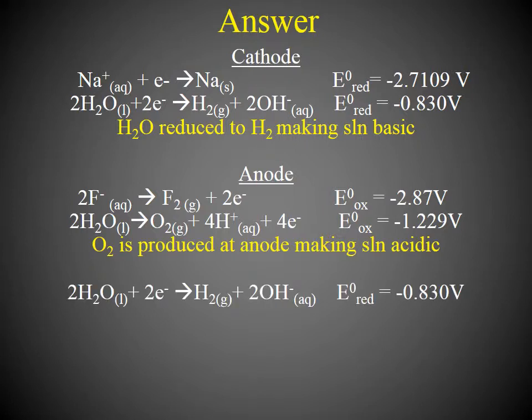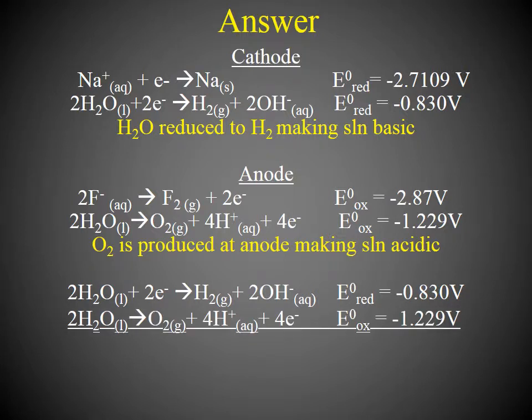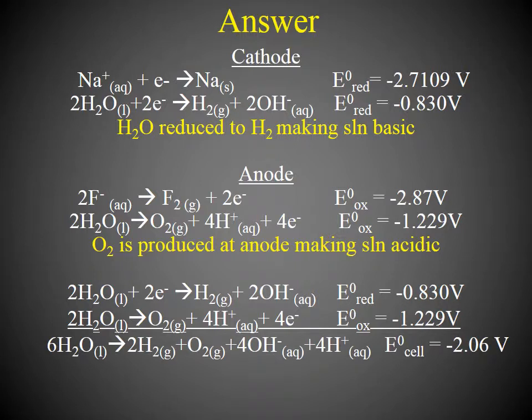Now, let's add up both reactions that are occurring at the anode and cathode and see what overall reaction we get and what the cell voltage would be. In other words, the voltage required to run this reaction. That voltage is a negative 2.06 volts. The overall reaction is, as you see, or just more simply put, it is the decomposition of water.